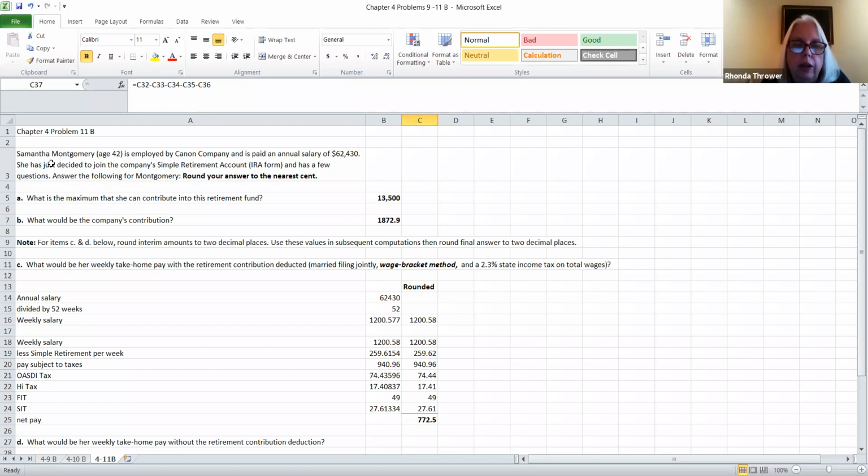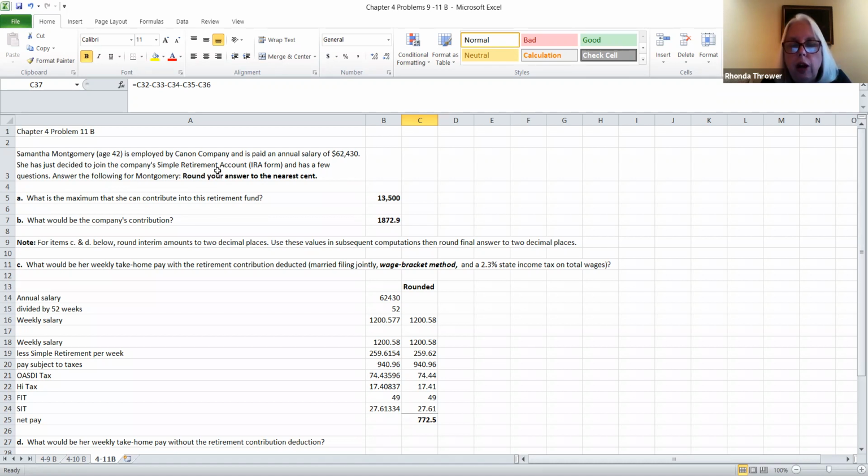We're going to be Samantha Montgomery, and she's age 42. She's employed by Cannon Company and is paid an annual salary of $62,430. She has decided to join the company's simple retirement account and has a few questions. So we want to answer the following for Montgomery, and they say to round your answer to the nearest cent. For A, what is the maximum amount she can contribute into the retirement fund?